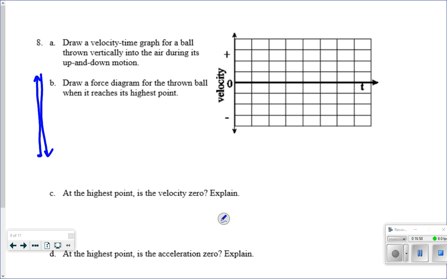All right, so we're going to draw that velocity time graph. We are starting with it going up. It is slowing down. I just picked that spot randomly, and then it turns around and comes back down. Ideally, you'd have it actually hit right there in the middle, if you're going to have it come back down to the same spot.